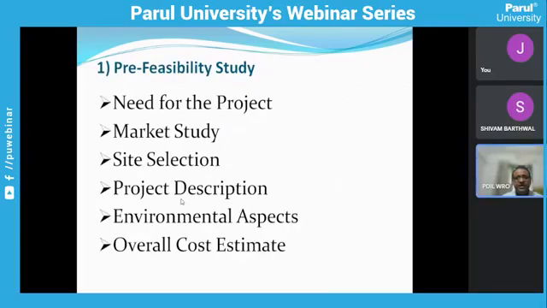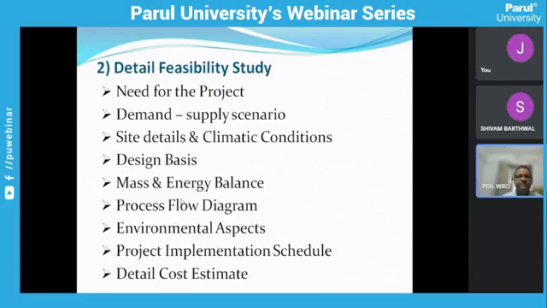The pre-feasibility study concerns the following chapters: need for the project, why you are going for this project; market study, before starting a project, you have to study the market, that means whether the product actually has demand or not; site selection, project description, environment aspects, and overall cost estimate. This feasibility study is basically done by a team of engineers consisting of process engineers, mechanical engineers, and a market survey team. And there are several discipline engineers available for this pre-feasibility study and detailed feasibility study.